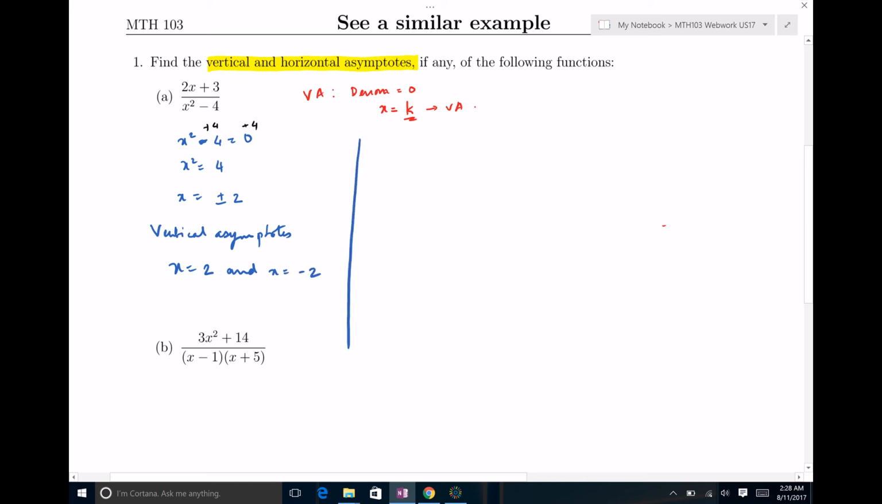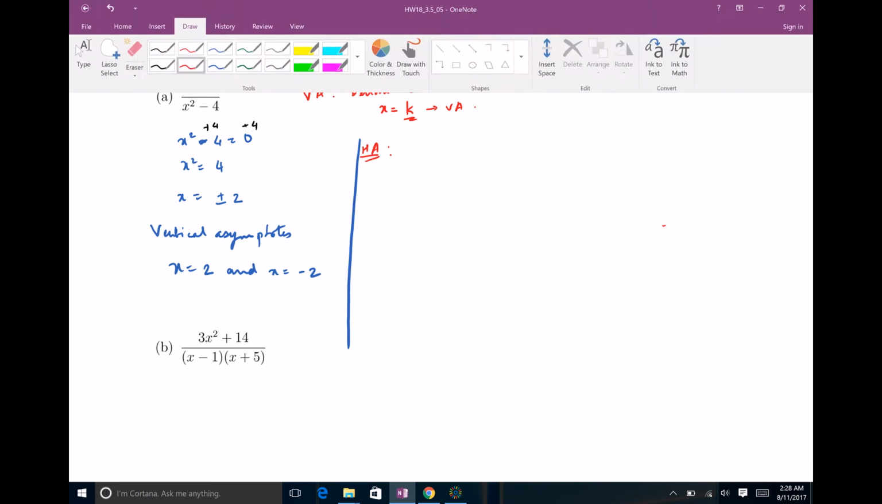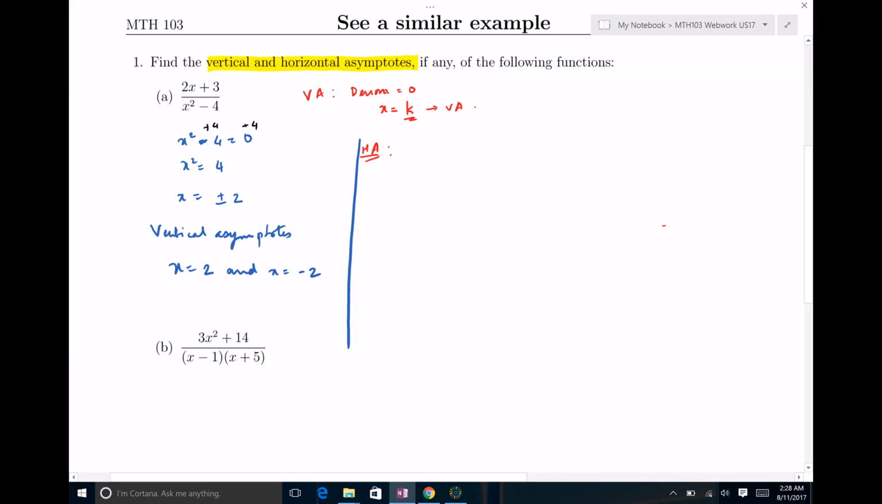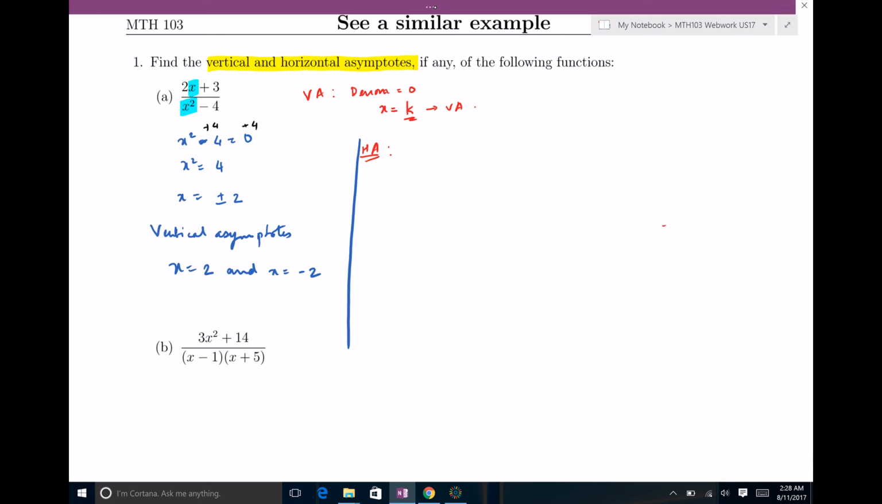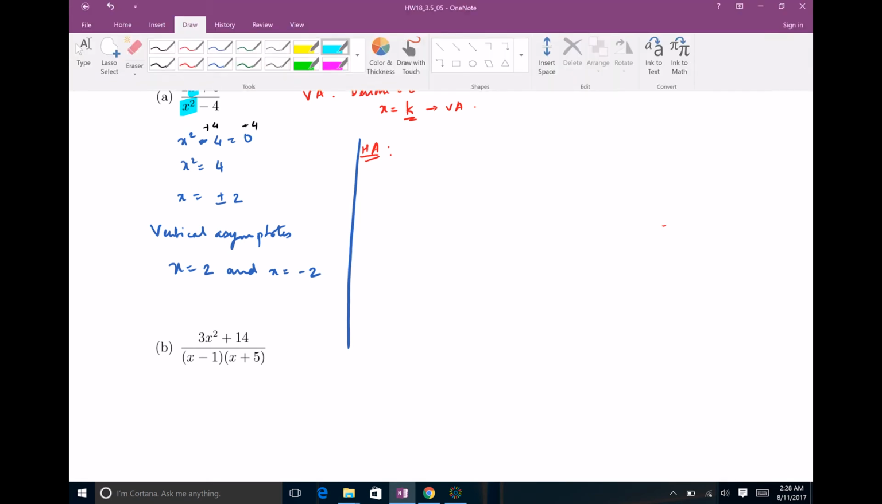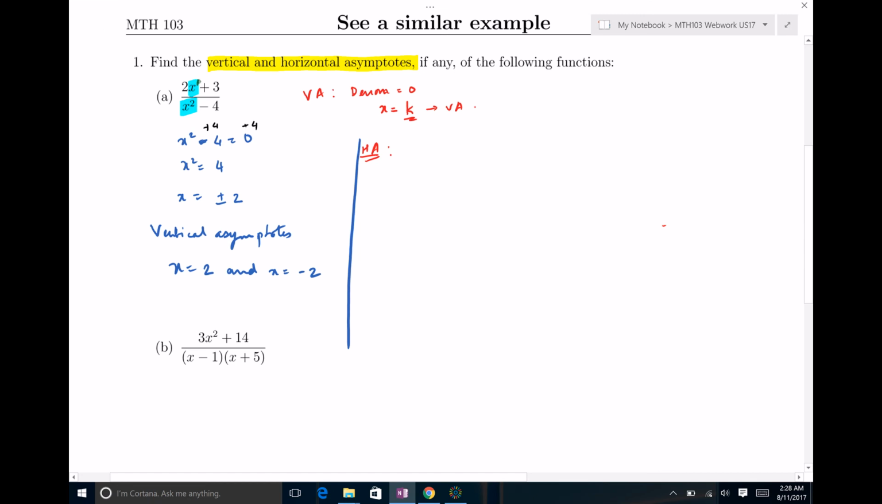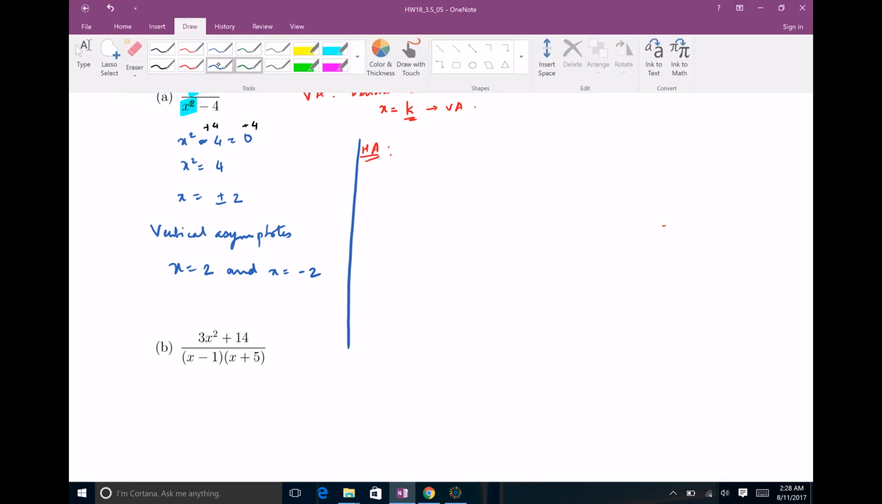Okay. What about the horizontal asymptote? Now the horizontal asymptote has different rules depending on the degree of the numerator and the degree of the denominator. So if you refer to the rules in your notes, let's look at the degree of the numerator and denominator. In this case, the degree of the numerator is 1 and the degree of the denominator is 2, which means that the degree of the denominator is greater than the degree of the numerator.